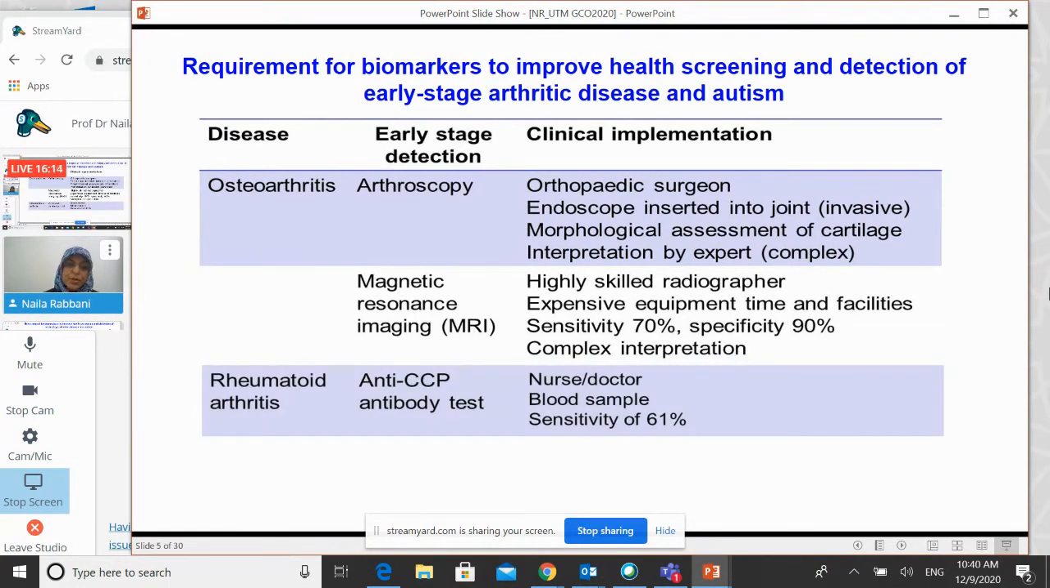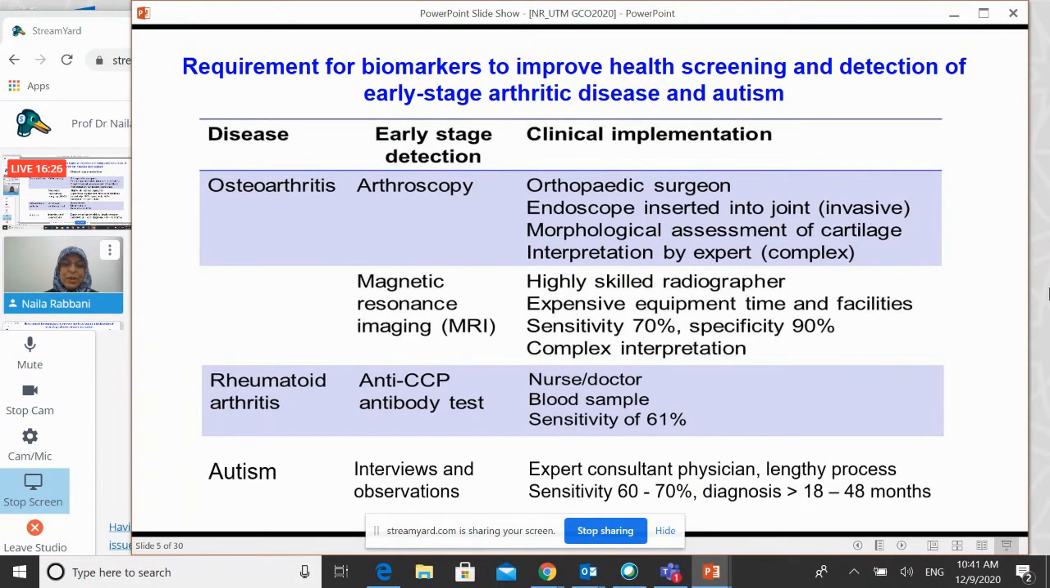For rheumatoid arthritis, the anti-CCP antibody test is used, but sensitivity is very poor, 61%. I mean, you might as well toss a coin to say if you have rheumatoid arthritis or not, instead of the anti-CCP antibodies. For autism, to date, the only way diagnosis is done is by interviews and observations by an expert consultant physician, but it is a lengthy process. Sensitivity is only 60 to 70%, and diagnosis can take 18 to 48 months.